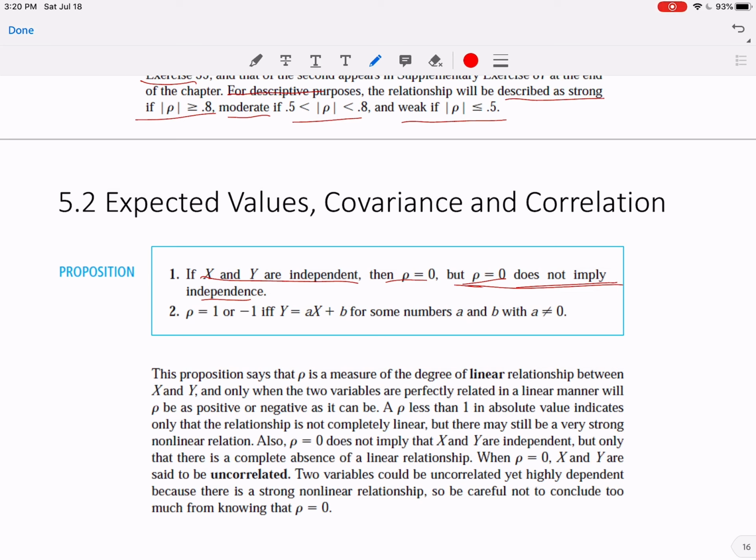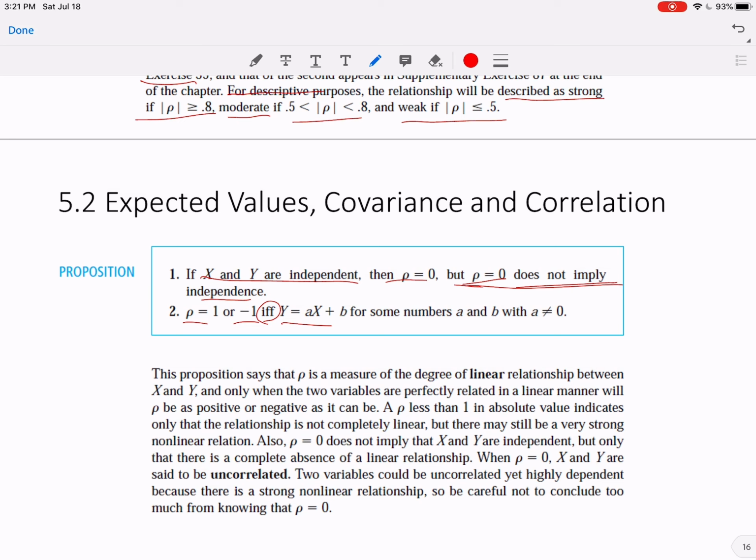Once again, the value of the correlation coefficient only explains the strength of the linear relationship between x and y, only for linear relationships. Rho is equal to 1 or negative 1 if and only if y is equal to ax plus b for some numbers a and b with a not equal to 0.